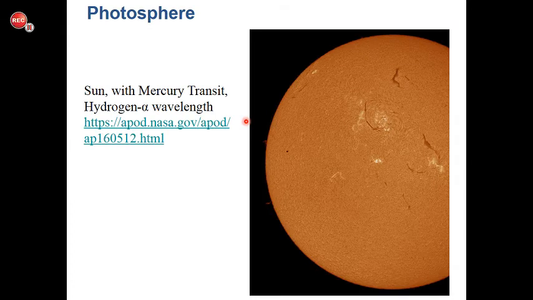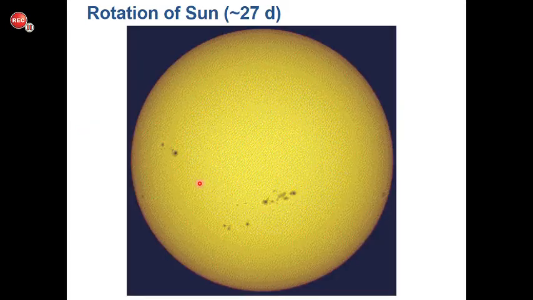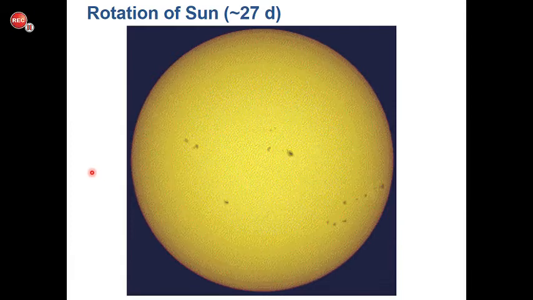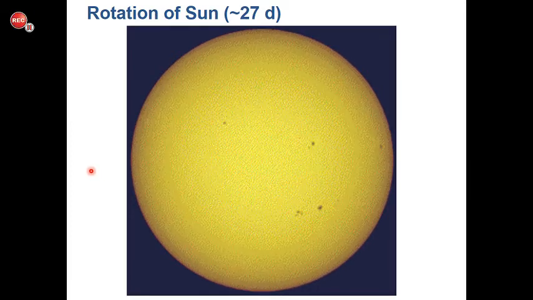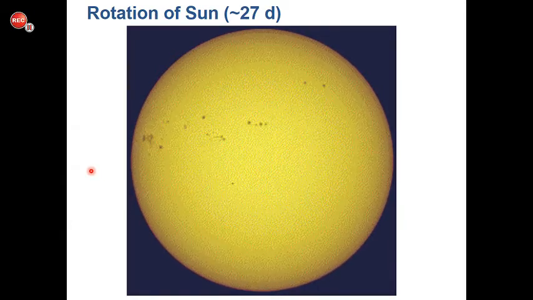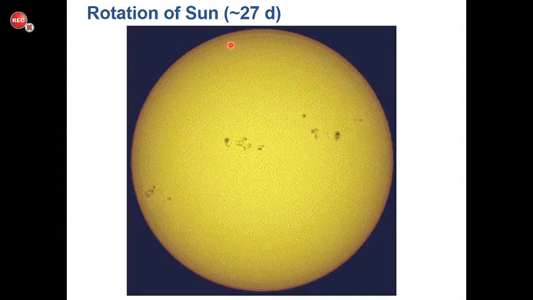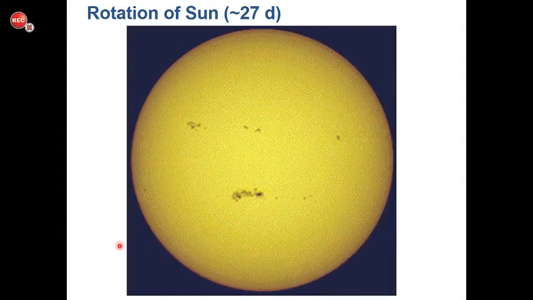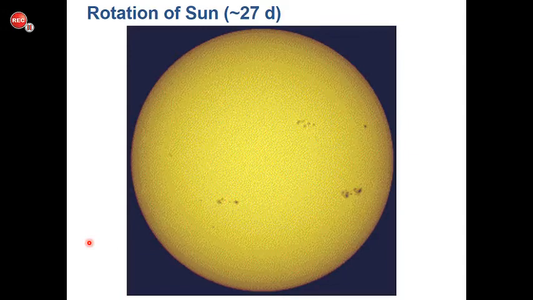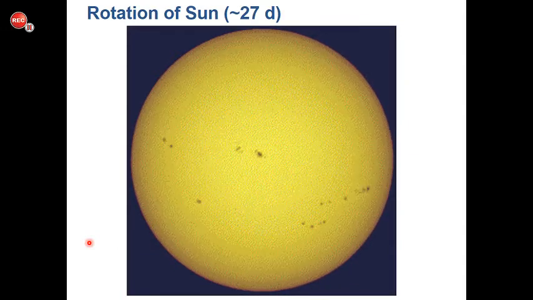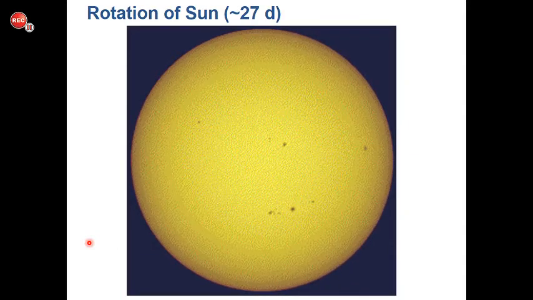And here's another one. Here, the little dot is Mercury going in front of the sun, and this image is showing the photosphere at one particular wavelength. We can see the rotation of that surface. The rotation's about a month, approximately. There are different rotation speeds as you go around it. It's not perfect. It doesn't rotate exactly like a terrestrial planet would.